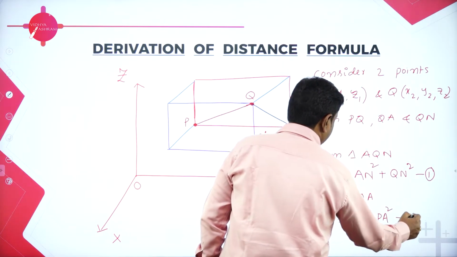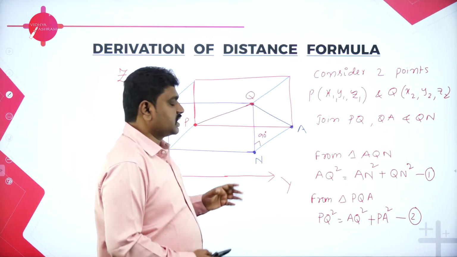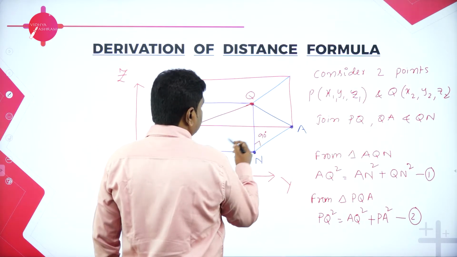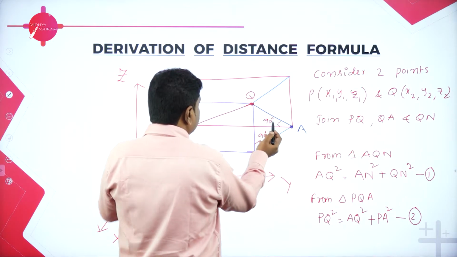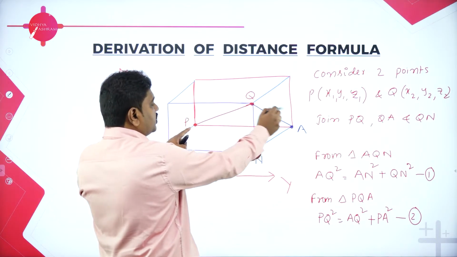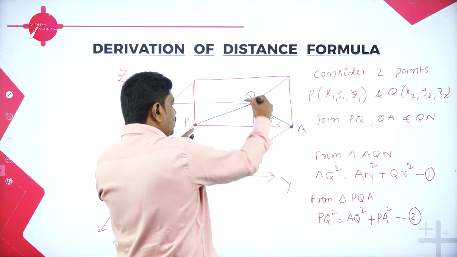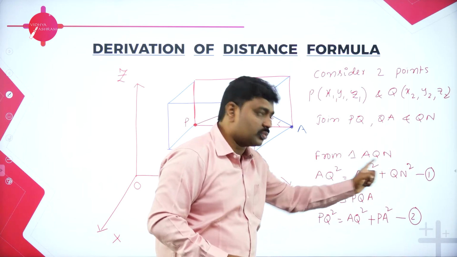Call it as equation 2. So now, dear students, I have taken two triangles and applied Pythagoras theorem. Here again, this is 90 degrees between these two. That's why, opposite to 90 degrees, PQ will become the hypotenuse for this triangle. So hypotenuse square, PQ square, is equal to PA square plus QA square. I have written. Now you know AQ square. What is AQ square? AN square plus QN square.